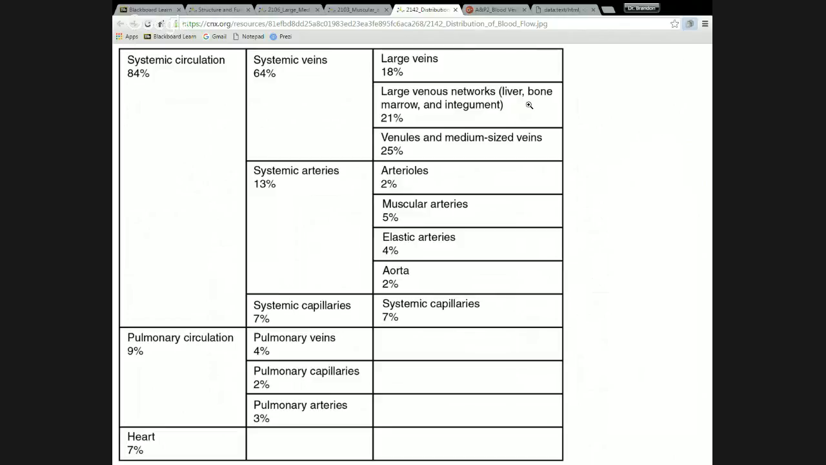You have these large venous networks. Now, that's not saying that it's necessarily large veins. It's just extensive networks of veins through certain organs like the liver and bones, where blood kind of pools up. They say in the integument, the skin, you sort of keep blood in your skin to help radiate off body heat when you're hot. When you don't want to lose body heat, then the blood leaves that particular venous network.